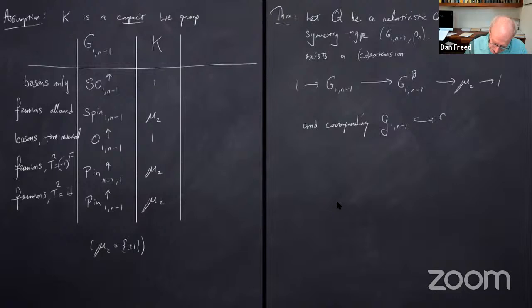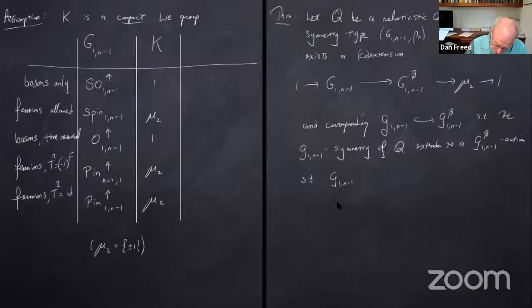So I'll just write this, such that the G1 n minus 1 symmetry of the quantum field theory extends to an action of this bigger group, such that the new elements act anti-linearly.